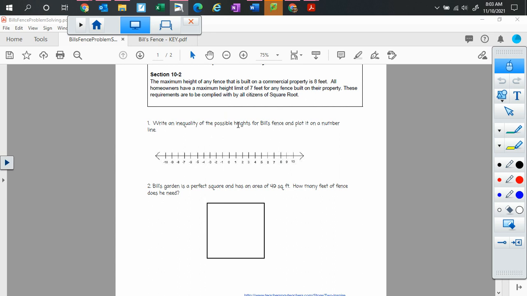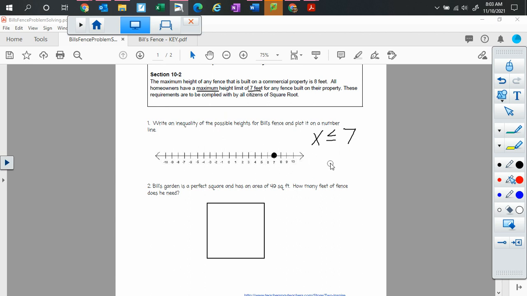So for Bill, when we're looking at the first question here, it says write an inequality of the possible heights for Bill's fence and plot it on a number line. Because he's a resident and it's a residential house, he has to abide by that maximum height of 7. So maximum signals to us that we have less than or equal to 7. So we're going to go ahead and put a closed circle on 7 here.